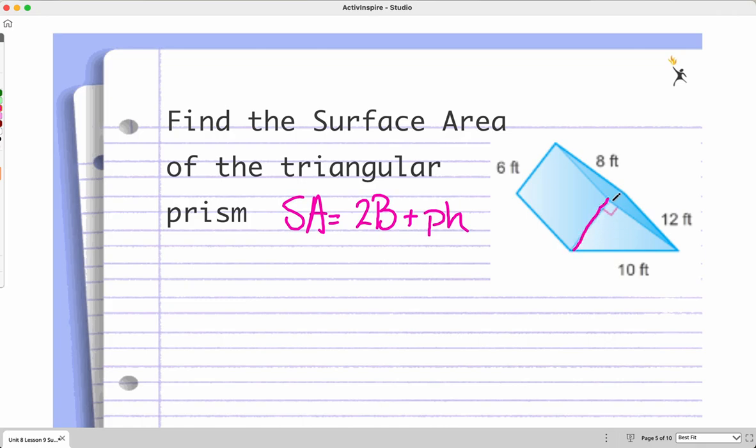I'm going to go ahead and outline it real fast in pink. There's my base, and I've got 2 bases because it's a triangular prism. That's where I get my 2 from. Now, I'm going to do it a little differently this time and let you see if you can make the connection as I write the problem.